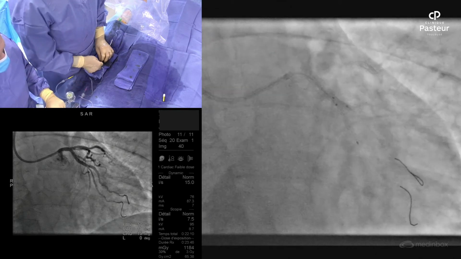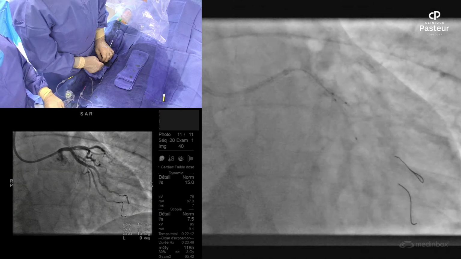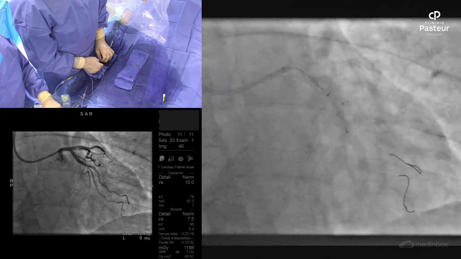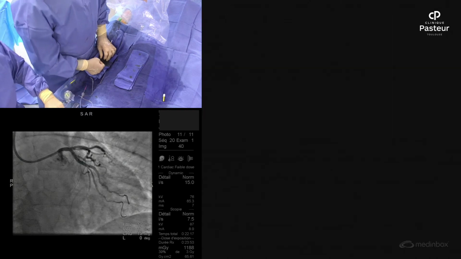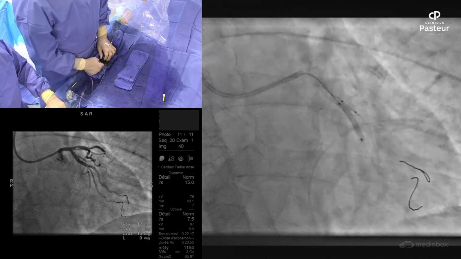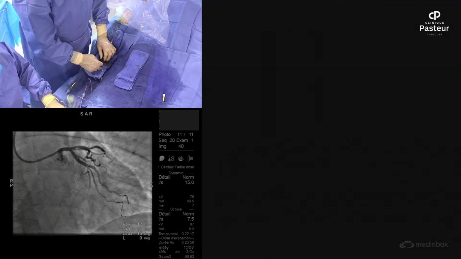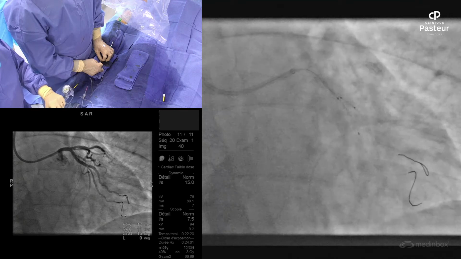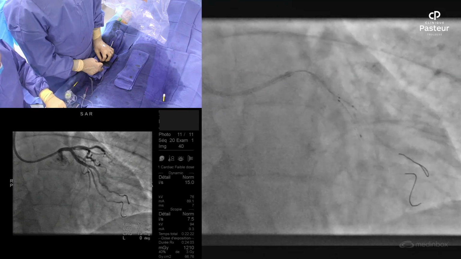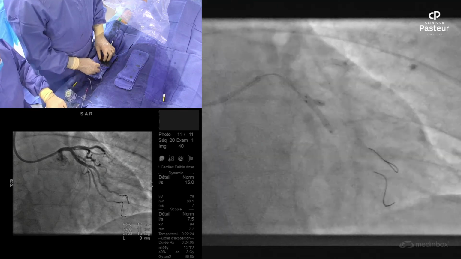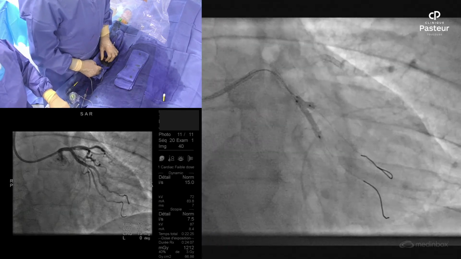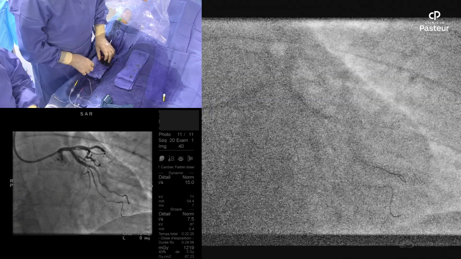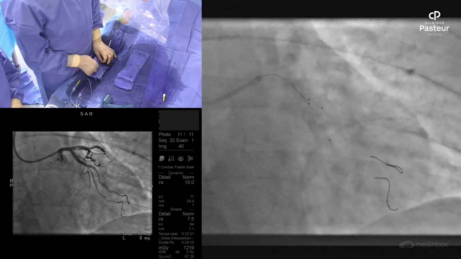Deflate. We pull back the balloon here, in order to take higher pressure: 14, 16, 18. Okay. Now it's optimization of the proximal part. And now we can do the kissing 8, 8. Okay, and now we will see the result.